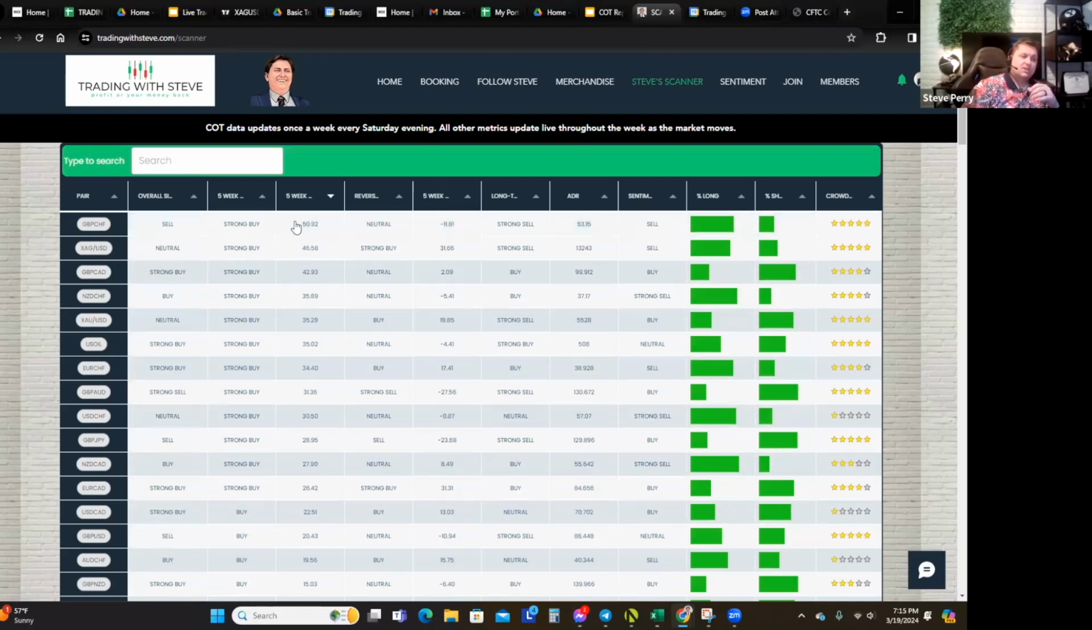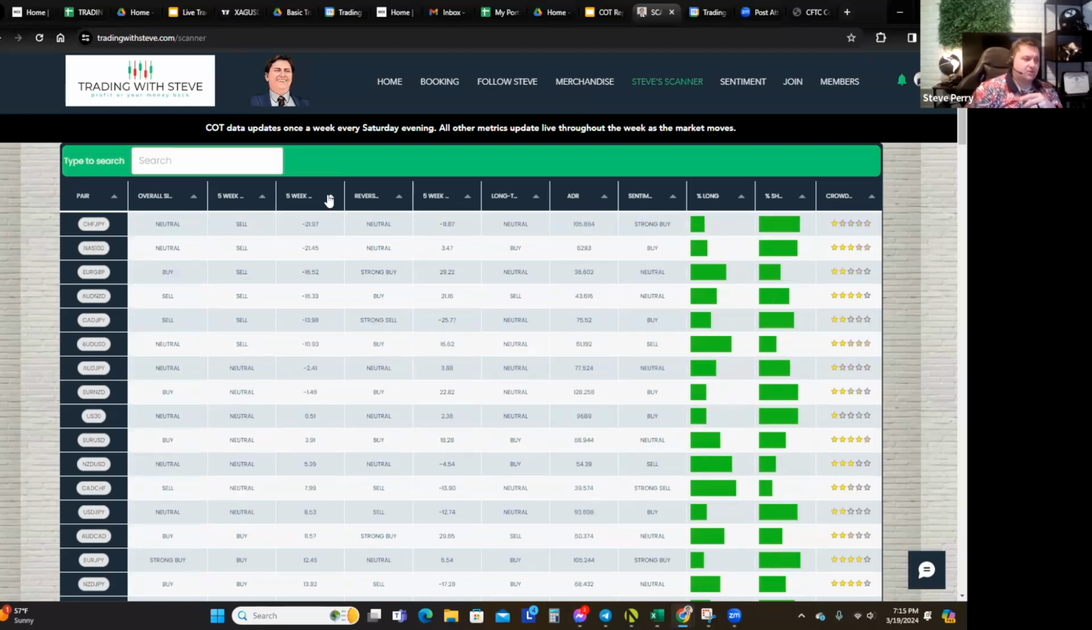Another way to use this is maybe use the 5 week shift as a bias when you're looking for price action trades. So filter this by the biggest shifts. That's probably not a bad way to go. You could also filter it the other way. You can see the biggest negative shifts.